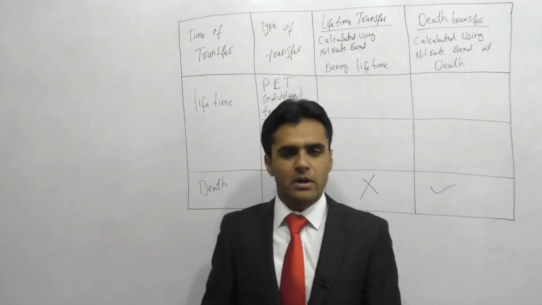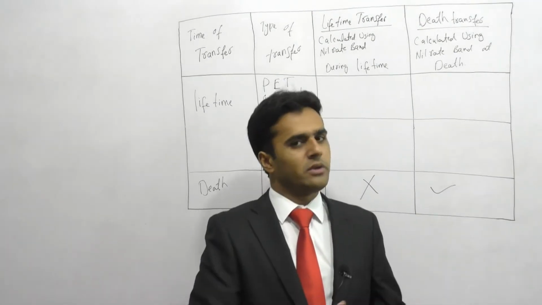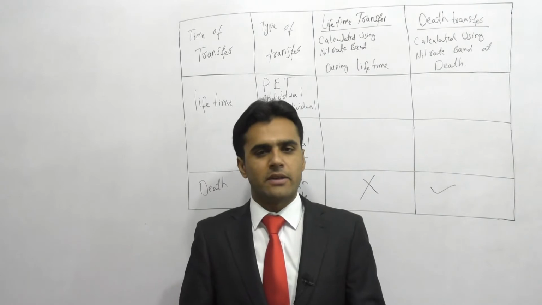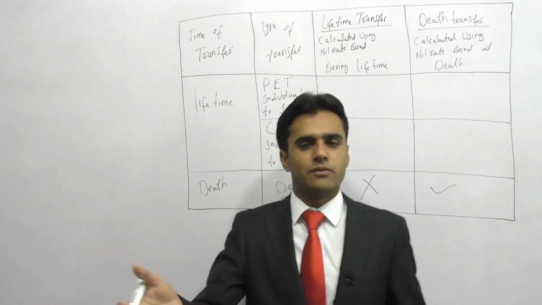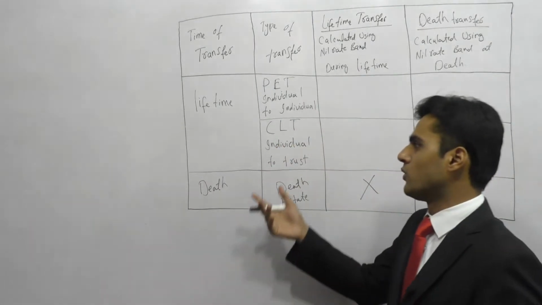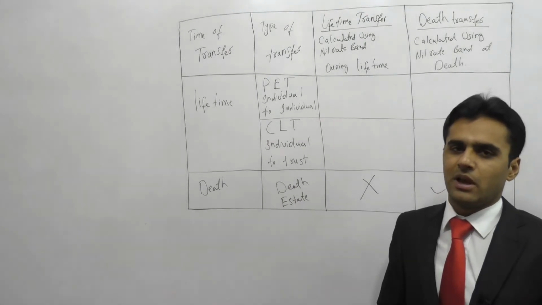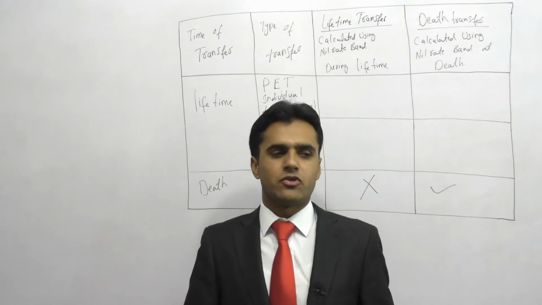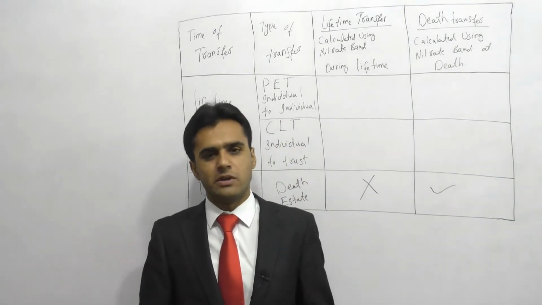But what about if someone transfers to a trust instead of transferring to an individual? If someone transfers an asset to a trust instead of an individual, then that gift is called a CLT, chargeable lifetime transfer. Now the question arises, why would someone be transferring to a trust instead of transferring to an individual?